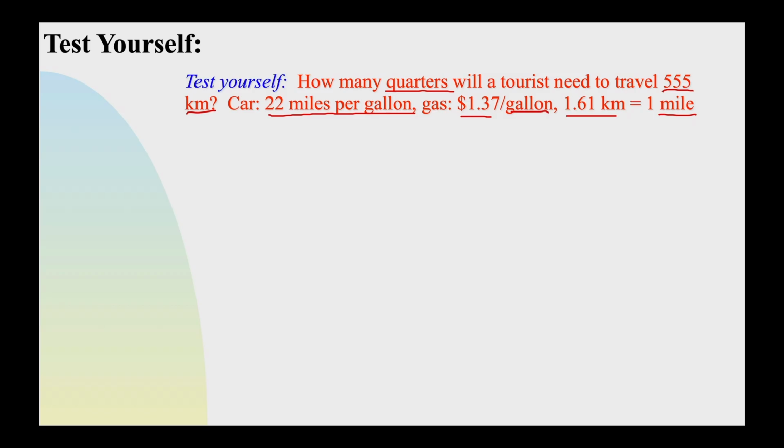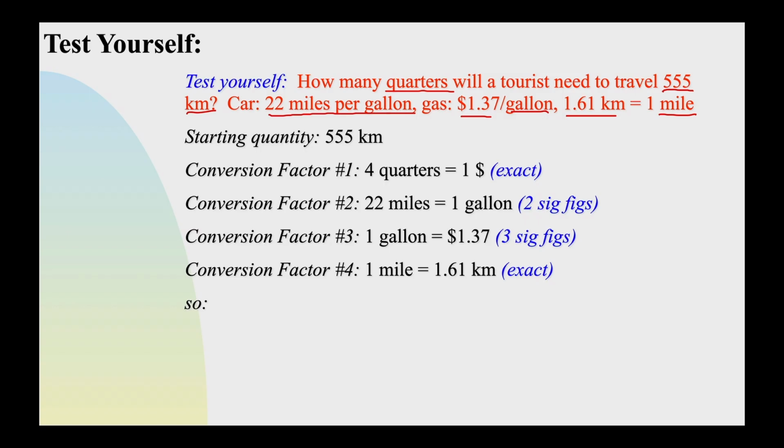And then, as we've talked about before, there are 4 quarters in a dollar. So putting all these together, we can begin to see how this works out. Our starting quantity, 555 kilometers. 4 quarters per $1, 22 miles per 1 gallon, 1 gallon per $1.37, and 1 mile per 1.61 kilometers. Now, notice here on the right, I put down some notes about exact numbers or sig figs.